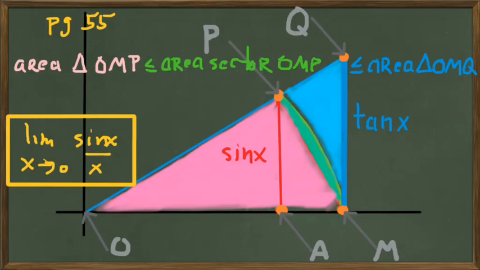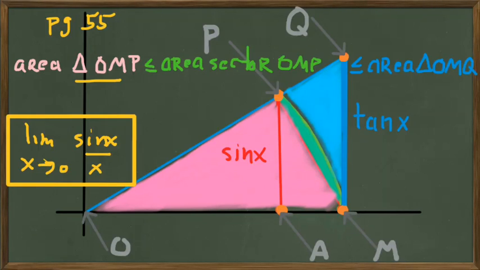This is the same drawing that is on page 55 of your textbook, and we're going to use this drawing to determine what the limit as x approaches 0 of sine x over x is. So let's first identify the three regions whose area we're going to determine. First, this pink shaded area is a triangle OMP. So that's this triangular region here.